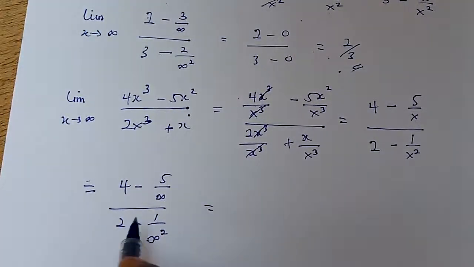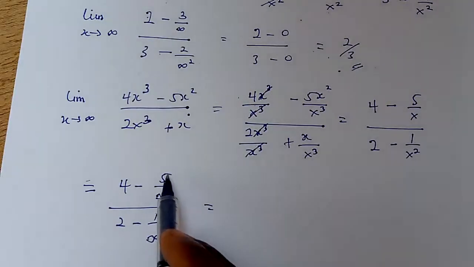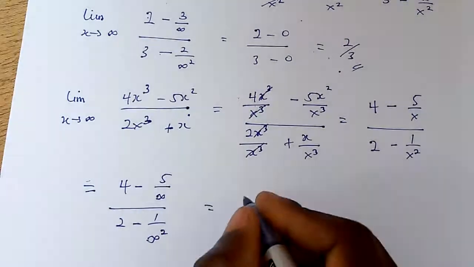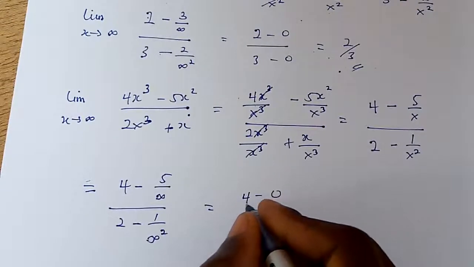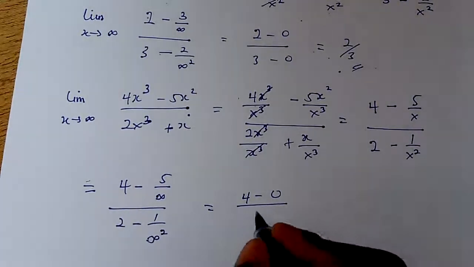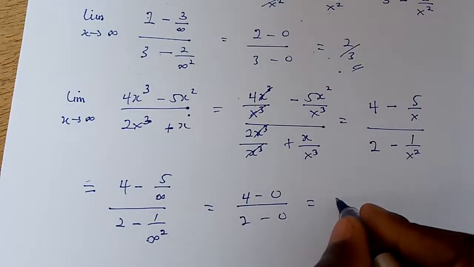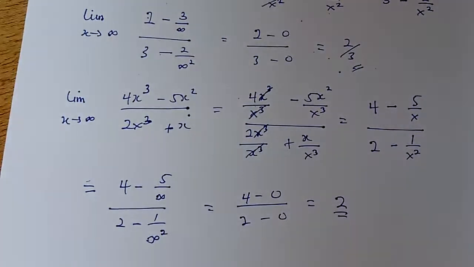Because infinity is a very large number, 5 divided by it gives 0. So we get 4 minus 0, and here 1 over infinity squared, a very large number squared, divided into 1 gives 0, so we get 2 plus 0 here. And again we get 4 over 2, and the answer is definitely 2. So this is how we deal with infinity when we want to find the limiting value at infinity.